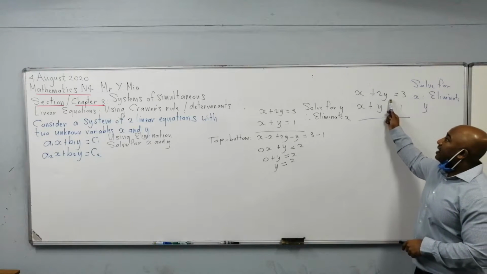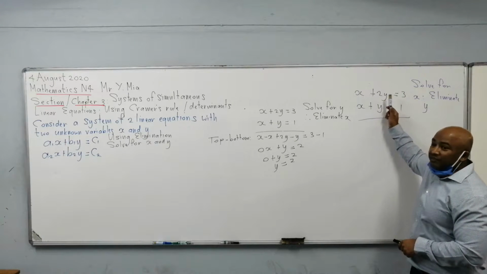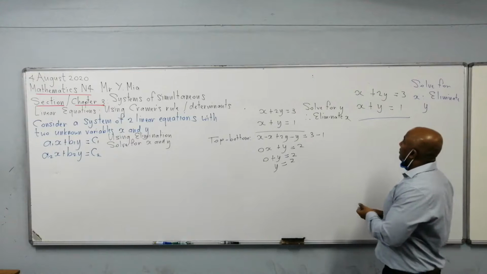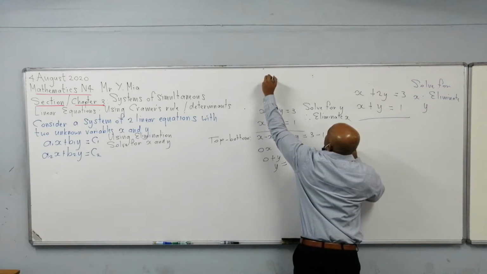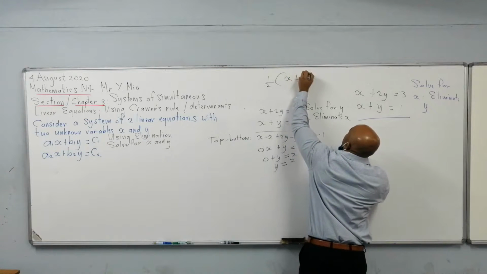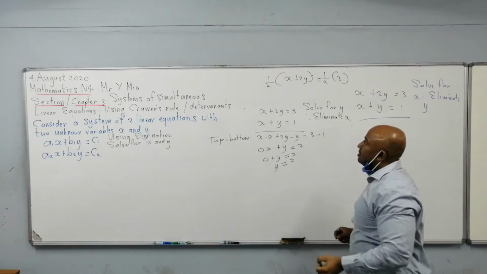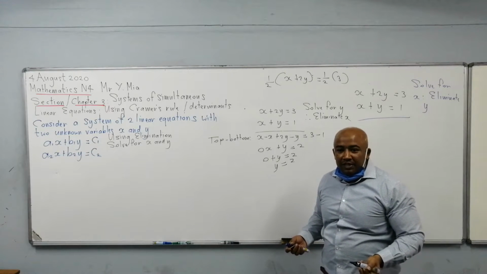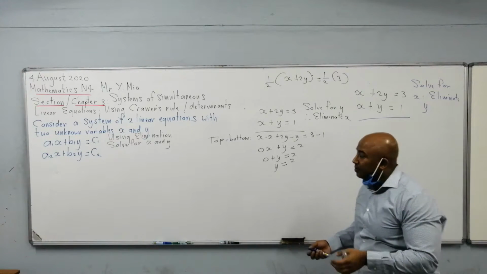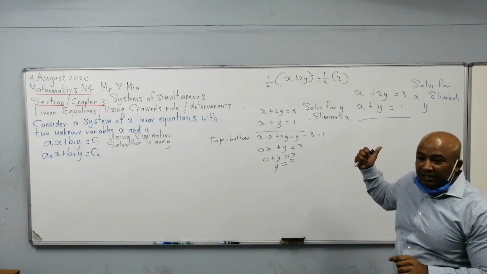I can divide the top equation by 2, because 2 divided by 2 will give me 1. So what am I saying? If I divide by 2, I'm going to go 1 over 2 times x plus 2y is equal to 1 over 2 times 3. Divide by 2 is the same as multiplying by 1 over 2. Whatever I do on the left hand side, I must do on the right hand side.